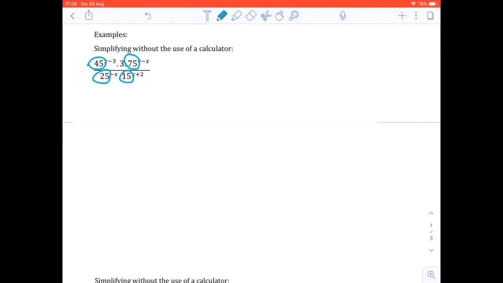The way you do this is you do a table method. So for 45, we start with the lowest prime number, which is 2. Does 2 go into 45? No. Does 3? Yes. 3 goes into 45 15 times. Then we start again. Does 2 go into 15? No. Does 3? Yes. 3 goes into 15 5 times. 5 is a prime number. It goes into itself once. And that's your table. So the prime factors of 45 are 3 squared, because there's 2 3's, times 5. So we replace that 45 with 3 squared times 5.